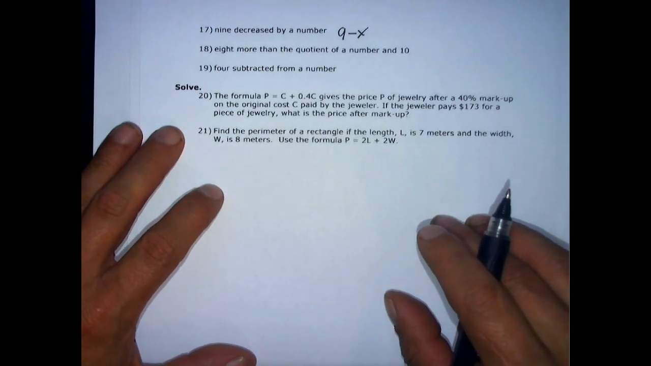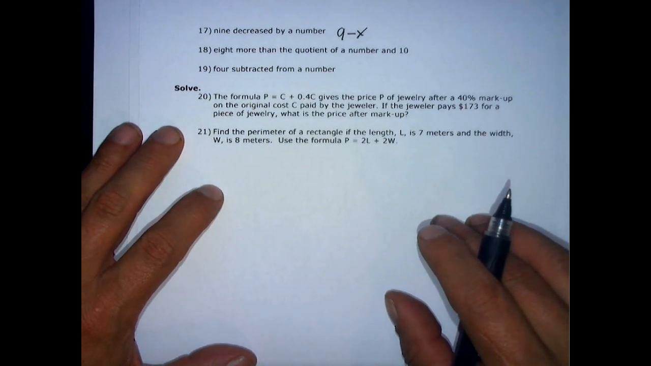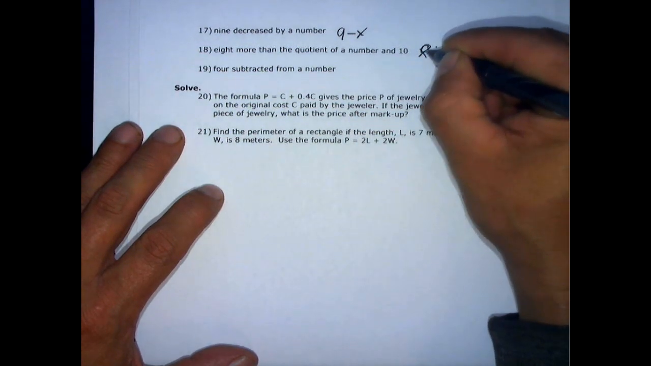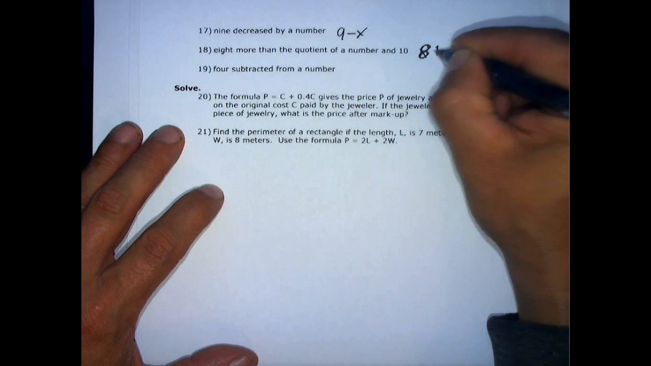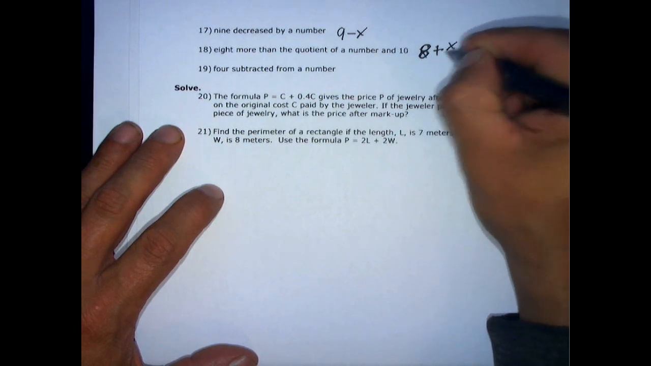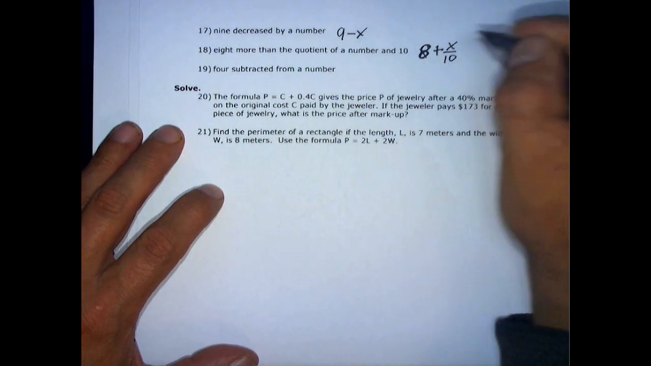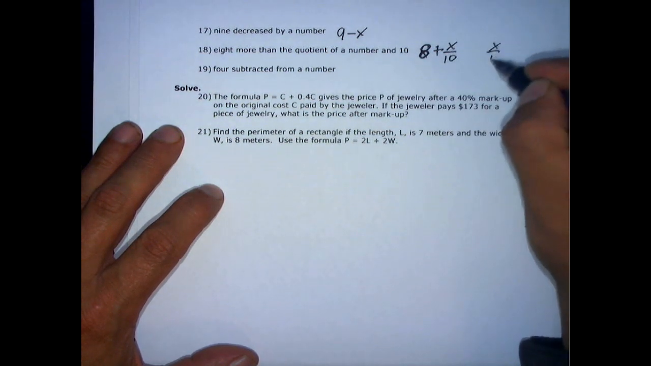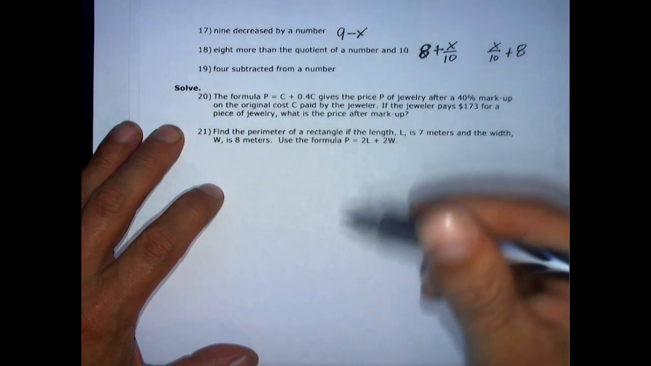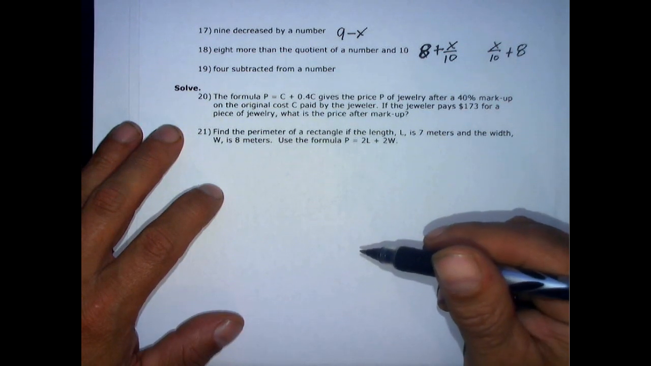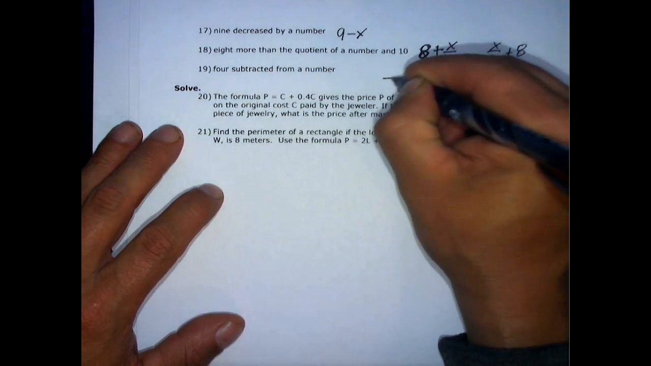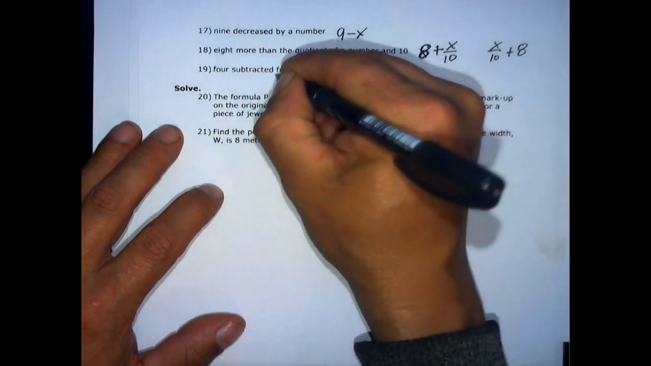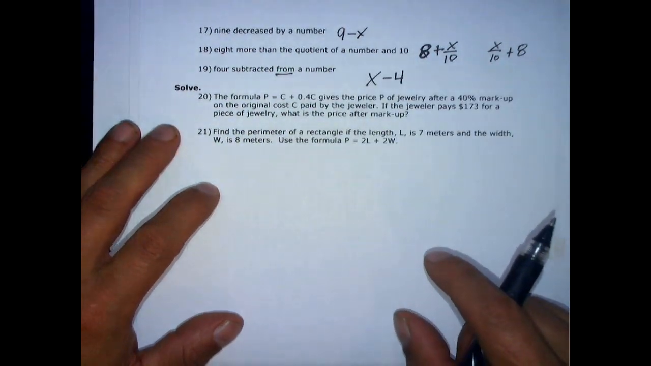Number 18. 8 more than the quotient of a number and 10. 8 more, 8, not x. 8 more than the quotient of a number and 10. Okay. It's also true that you could write it backwards. You could also say x over 10 plus 8. Those are both true. 4 subtracted from a number. 4 subtracted from means to reverse the signs. Okay, number 20.